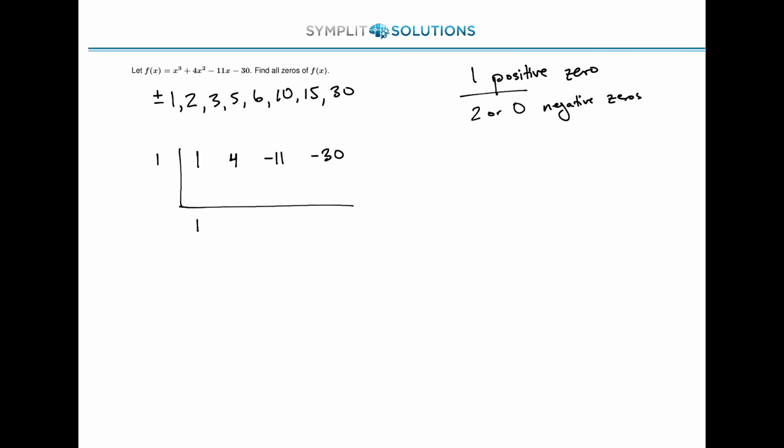So we bring down the 1 and multiply that number by that number, and we get our 1. And then we add these together and we get 5. And 5 times 1 is 5. And then add negative 11 plus 5 is negative 6. And then negative 6 times 1 is negative 6. And then if you add these, you get negative 36.